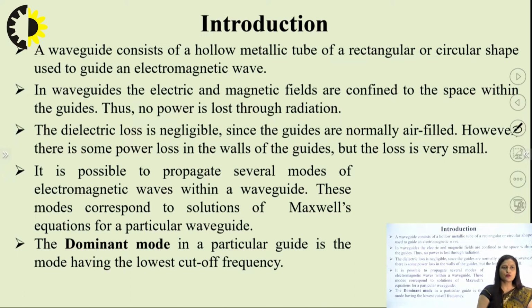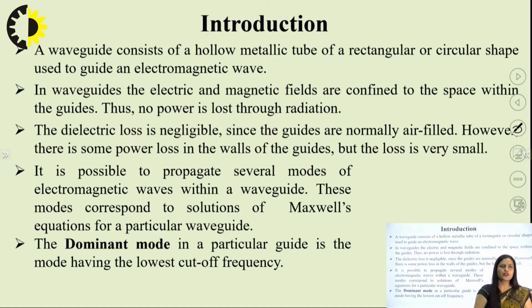It is possible to propagate several modes of electromagnetic wave within a waveguide. These modes correspond to the solution of the Maxwell equations for a particular waveguide. Whenever electromagnetic signals are traveling through the waveguide, they are a combination of electric and magnetic fields. So we will solve this complete traveling of the wave through the Maxwell equations.